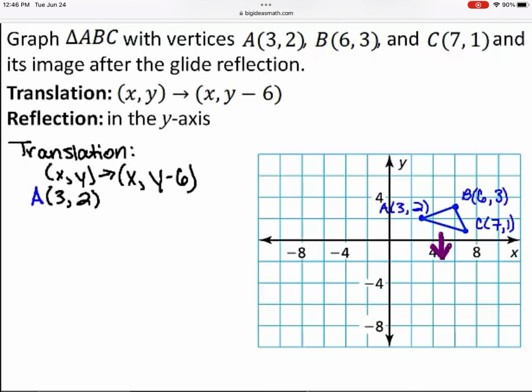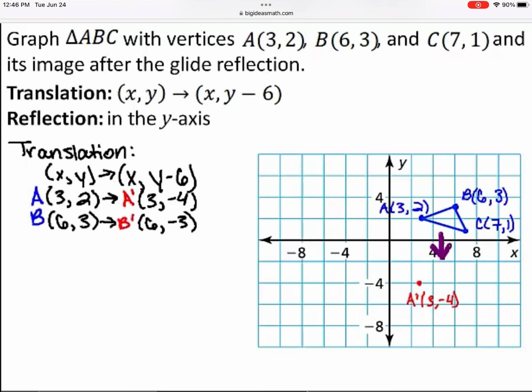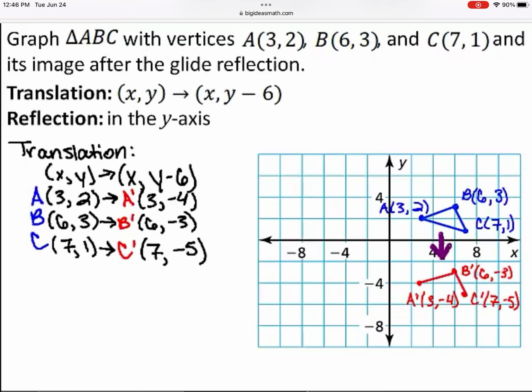2 minus 6 is -4. So point A(3, 2) maps to point A'(3, -4). Similarly, point B(6, 3) maps to point B'(6, -3). And point C(7, 1) maps to point C'(7, -5). To complete the graph of A'B'C', draw line segments connecting the vertices.